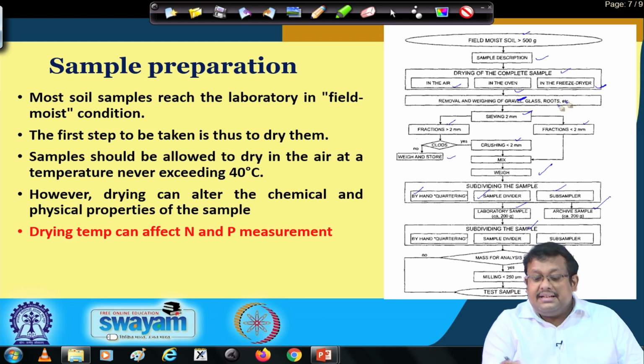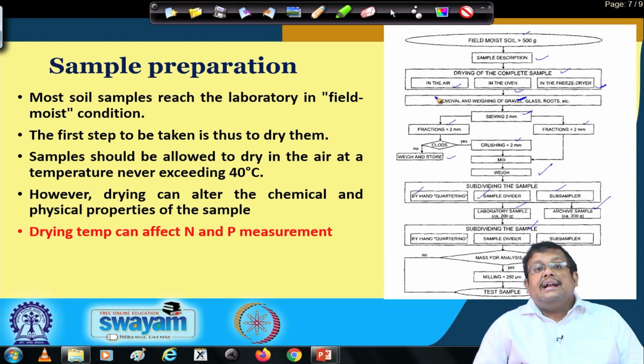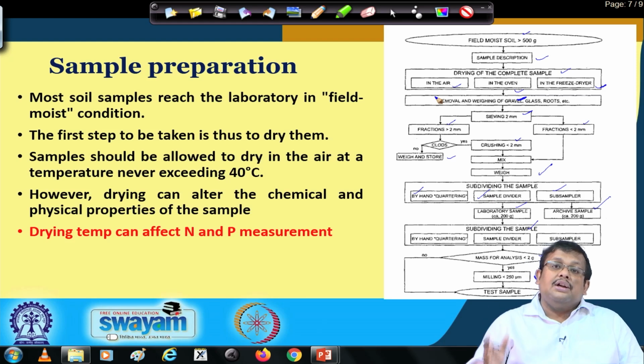We have already covered the drying of the complete sample. However, remember that complete drying. So, the sample should be allowed to dry in the air at a temperature never exceeding 40 degree centigrade. We generally want to maintain this 40 degree centigrade, so that there is no substantial change in the organic matter, because soil contains organic matter.